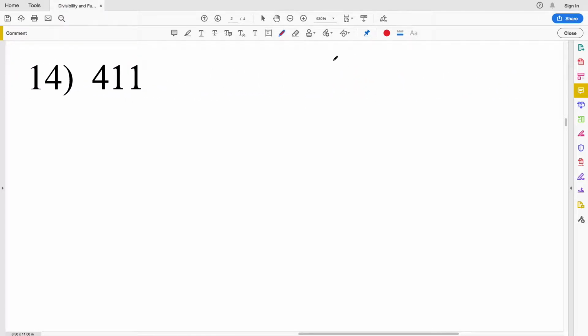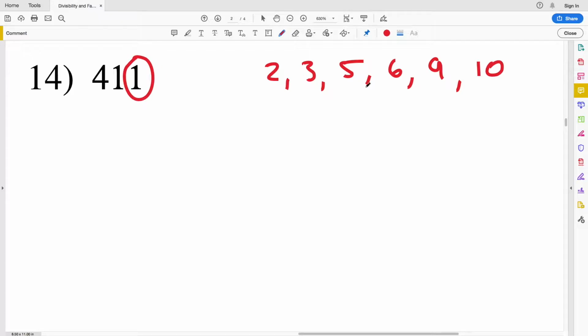And again, I'll list out my numbers on the side. 2, 3, 5, 6, 9, and 10. So right away, the easiest ones to check would be 2, 5, and 10. It doesn't end in 0, so it's not divisible by 10. It doesn't end in 0 or 5, so it's not divisible by 5. So it's not divisible by 5 or 10, and also not divisible by 2 because it doesn't end in an even number. And remember, in order to be divisible by 6, it has to be divisible by 2, which it's not, so it's not divisible by 6.